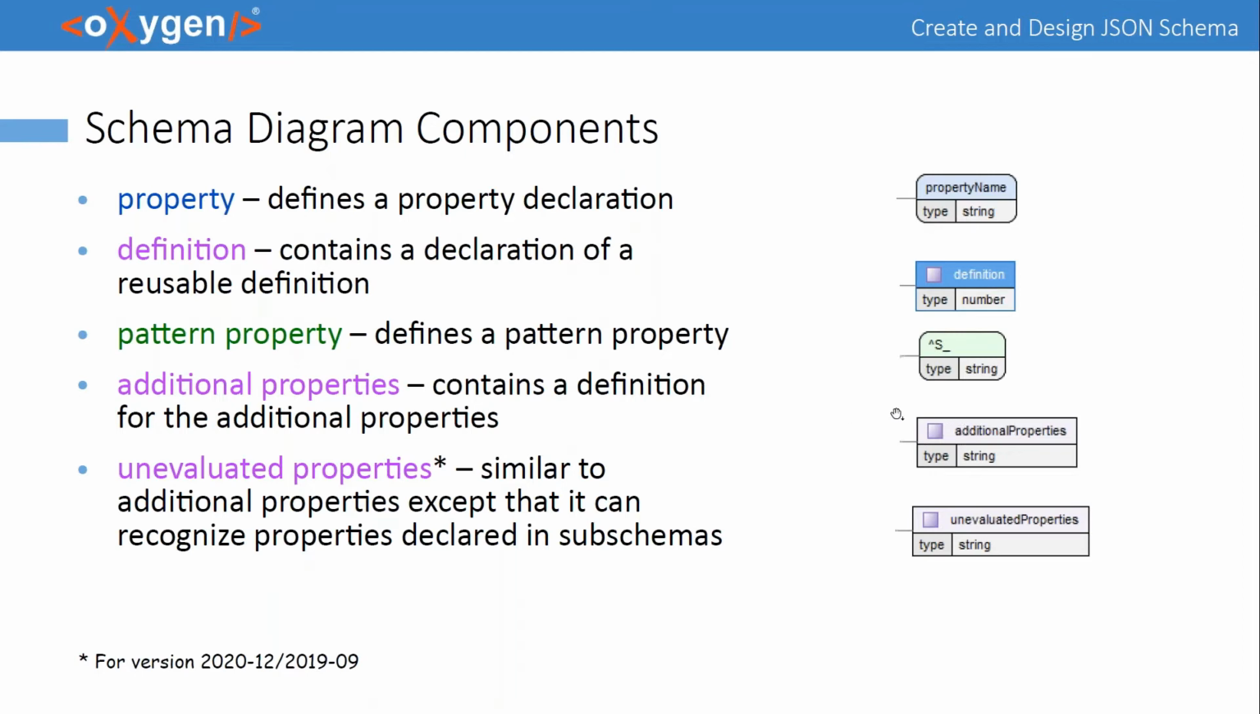There are also the additional properties and unevaluated properties components. The additional properties will allow you to specify a definition for the additional properties that are allowed in your schema. Unevaluated properties are similar to the additional properties, but can look in sub-schemas. So it can look in a referenced or other schemas that you have defined. And this can be used also for the latest versions.